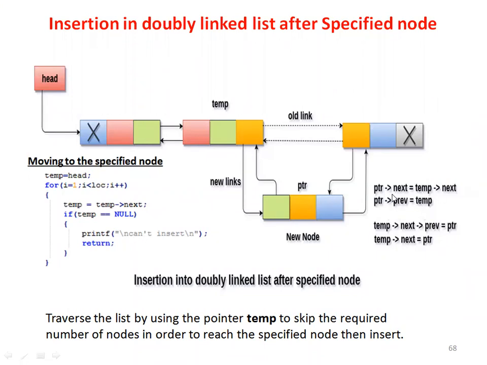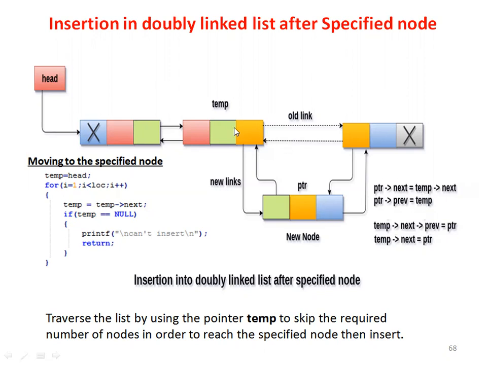First, ptr->next = temp->next. So ptr->next means this field. You have to update this field, then this field, then this field, and then this field. So this field is updated here, you can see. We can access this field by using ptr->next. ptr contains the address of this node, so ptr is a pointer to this node. Now ptr->next means this field, and we are assigning it temp->next.